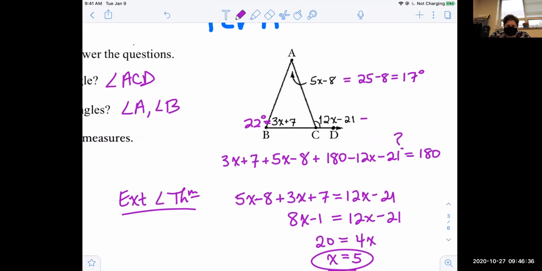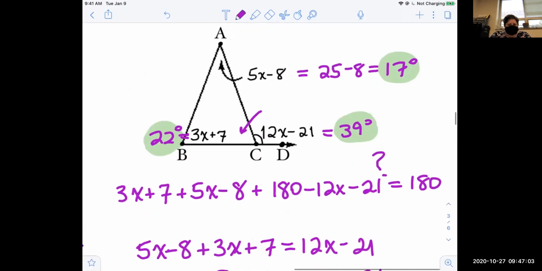So what should that angle measure come out to be? 39. And that's the same thing if you do 12 times 5 is 60, and 60 minus 21 should be 39. So your x value is 5. Those angle measures should be like that. And then what would that interior angle measure in there be? Elliot, what would that angle measure have to be? 141. Okay.